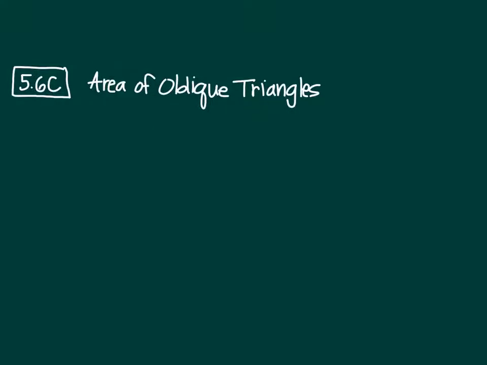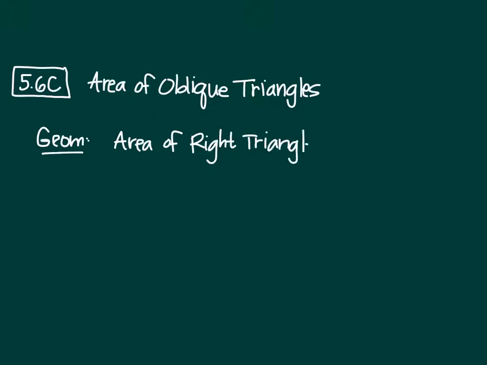All right, to finish up this whole chapter, we're going to look at two area formulas. And these are focusing on oblique triangles. When you were in geometry, you learned the area of a right triangle. That was on the SAT and stuff like that.